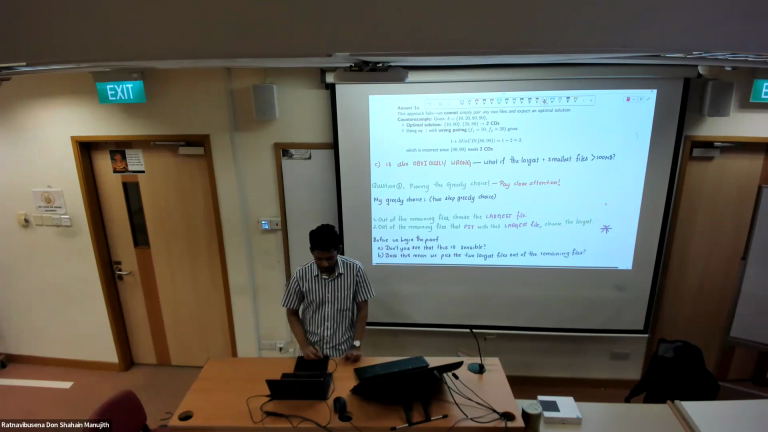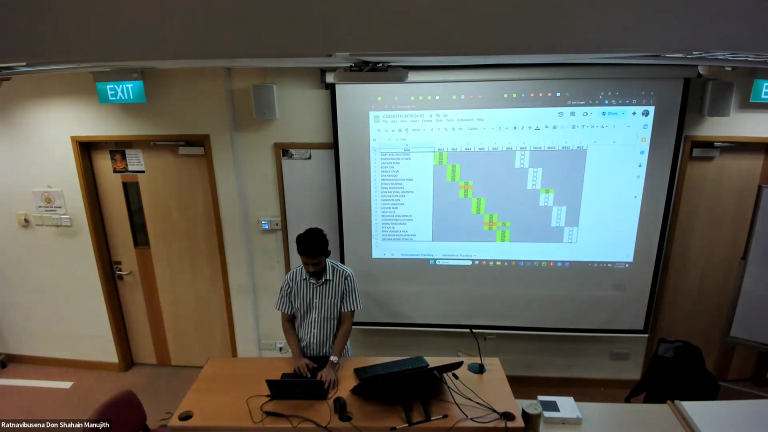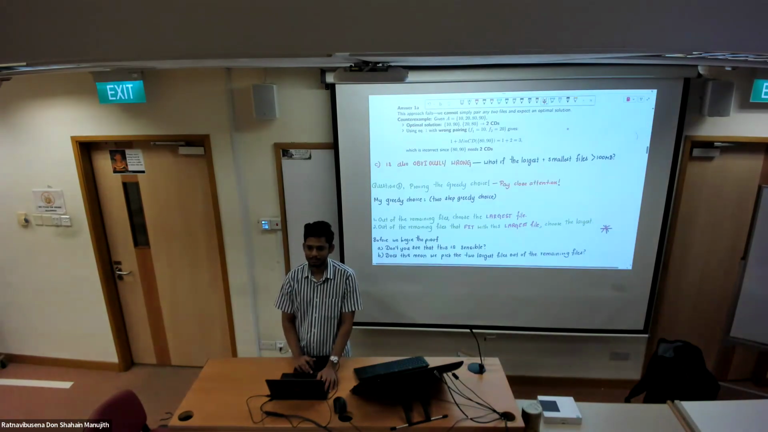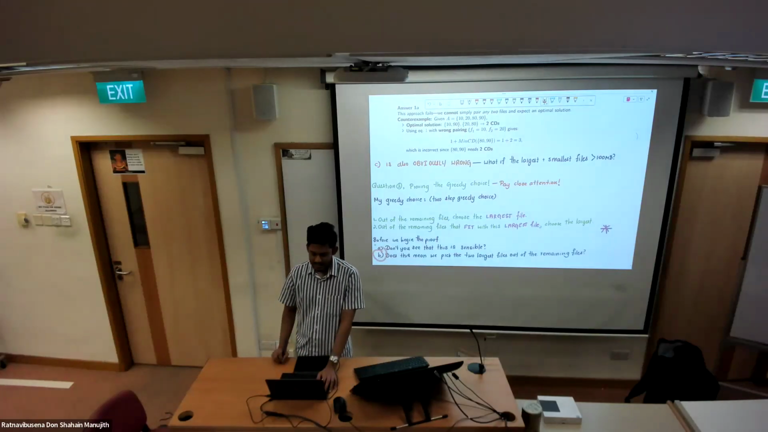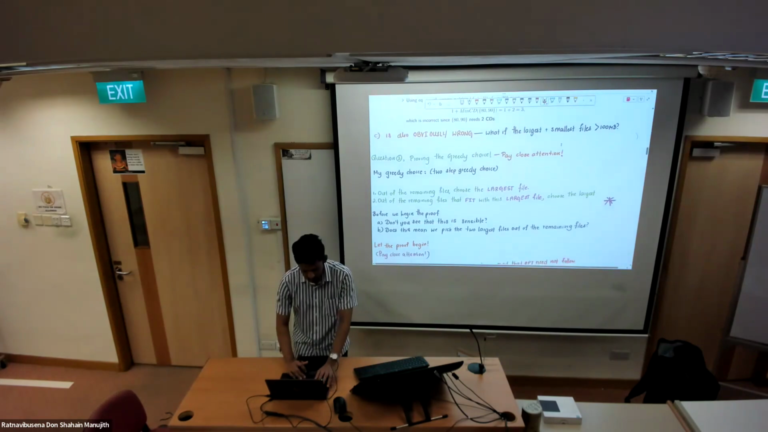So first of all, we see this strategy is sensible, right? And the second one, does this mean we pick the two largest files out of the remaining files? No. Because the second one must be compatible with the largest file. Yes, so the two largest files may not fit on a CD. So let the proof begin.